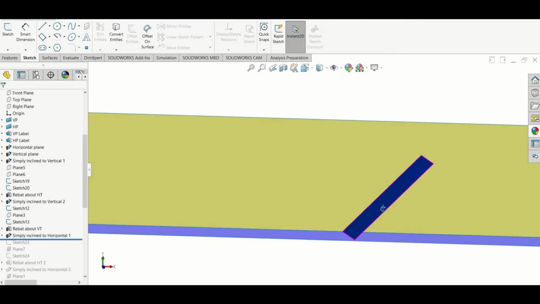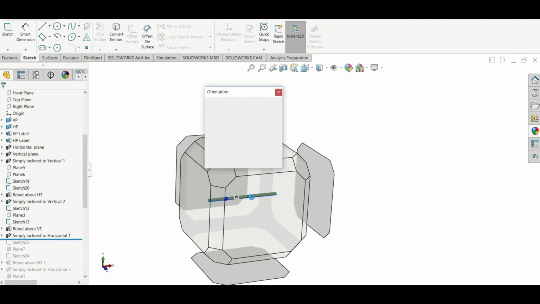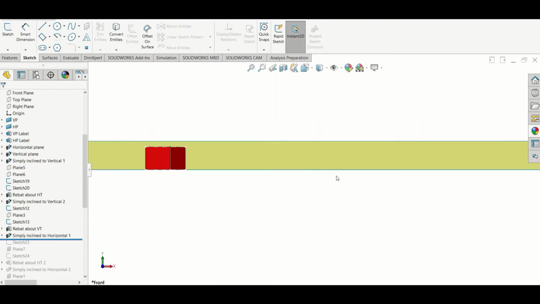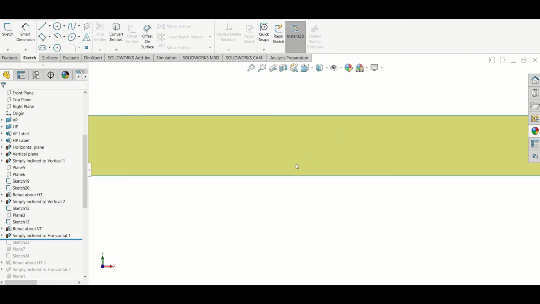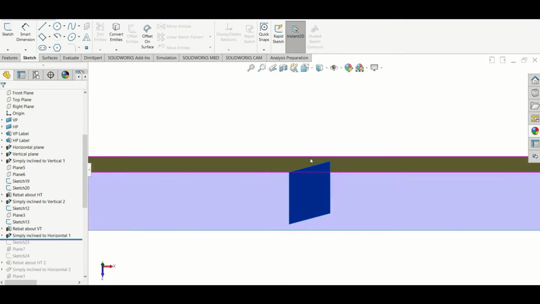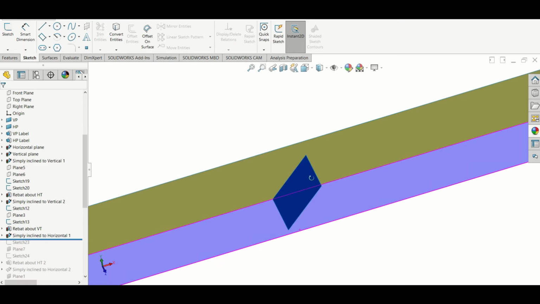So this plane would be defined as simply inclined to the horizontal. And again, just like before, we might be asked to find its true shape, because this is all we can see. When we look in from the front, it's an edge view. When we look down from the top, it appears as a rectangle, but it's not a true shape. It's nowhere near a true shape.